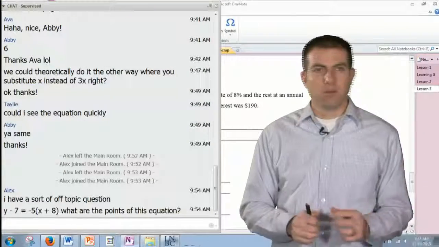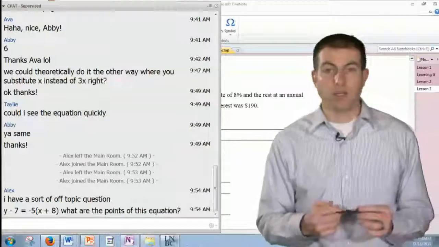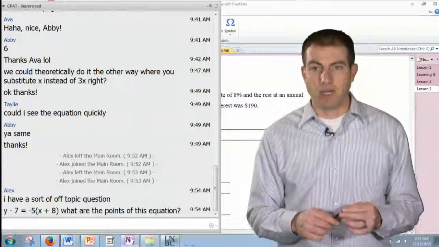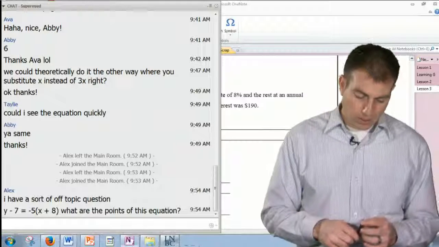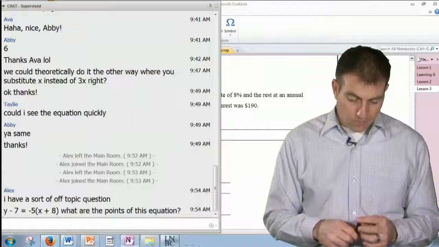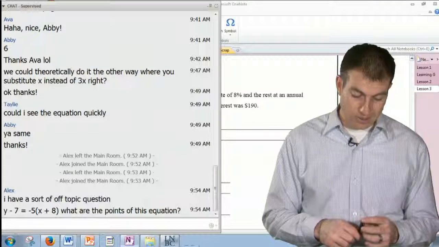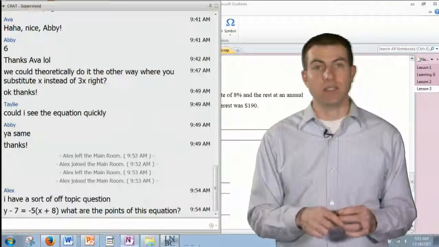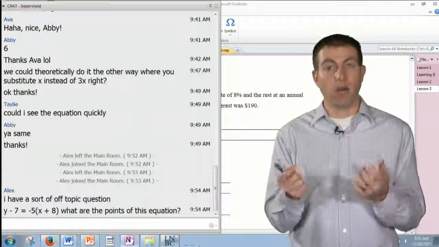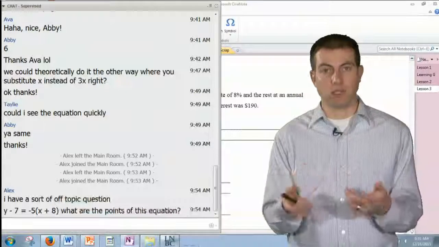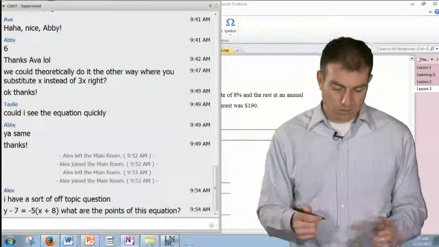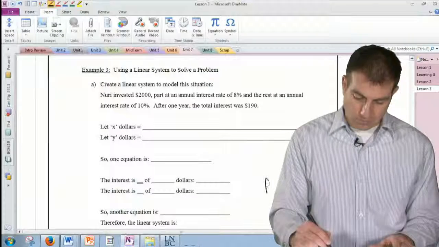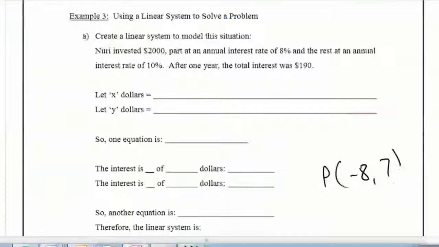I'm not sure that's entirely off topic. That's point slope form. So y minus 7 equals 5x plus 8. What are the points of the equation? So the points are going to be negative 8 and positive 7. So if you want to think about just changing the sign, so you have the y minus 7, the y point is going to be the opposite sign, so plus 7. And then you have x plus 8, your x point is going to be negative 8. So your point is going to be negative 8, 7. Think about just flipping the signs.